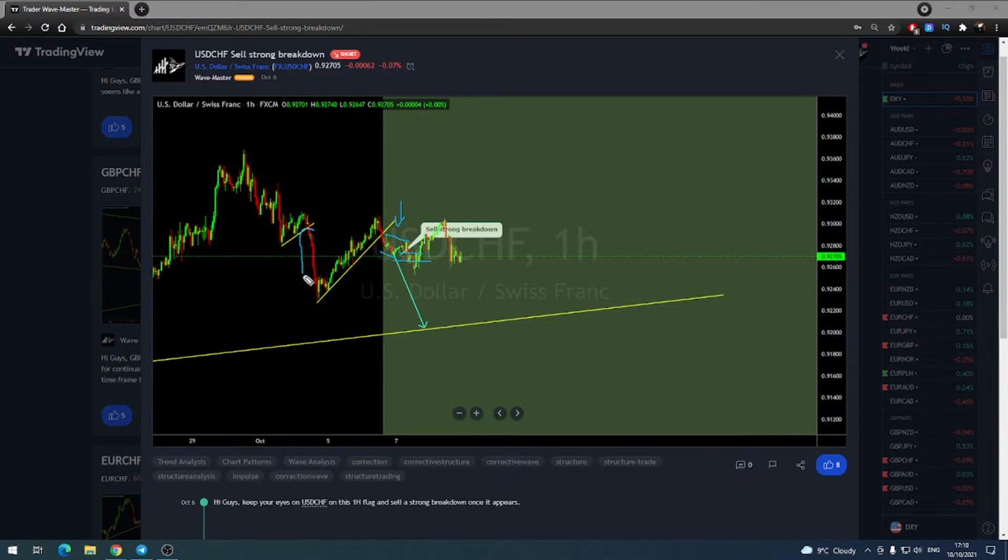This is what we call a strong break to the downside. This is not what we call a strong break to the downside. You have to understand those two differences. What is basically a strong breakout, and you have to train your eyes. Train your eyes before you follow my ideas.